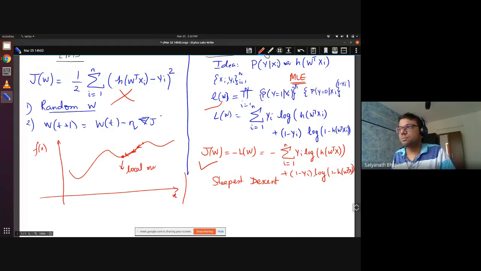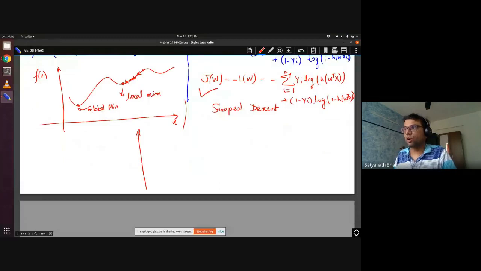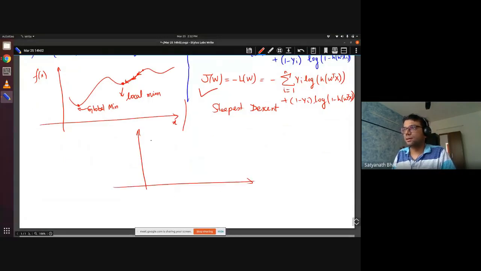This is not the best minimum for this function. Why? Because this is better. This is called a global minimum. Typically, if your function is non-convex, there is an issue of local minimum versus global minimum. But convex functions have this property. Convex functions look like this.